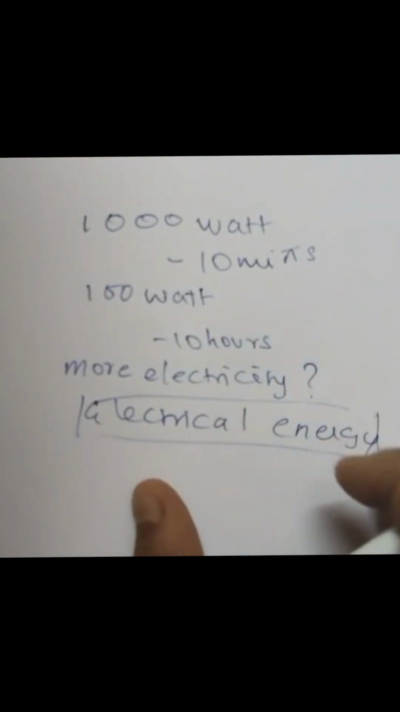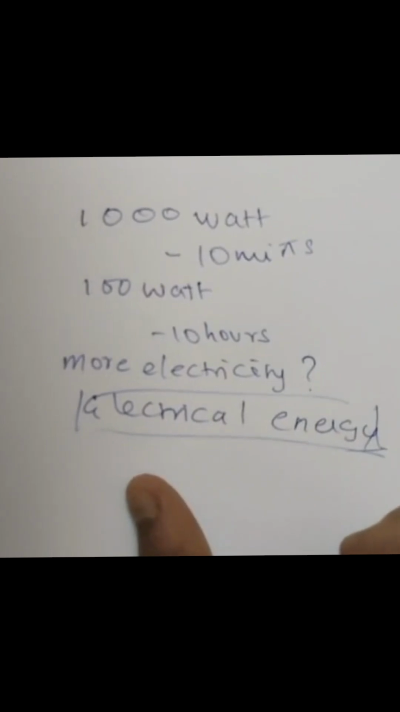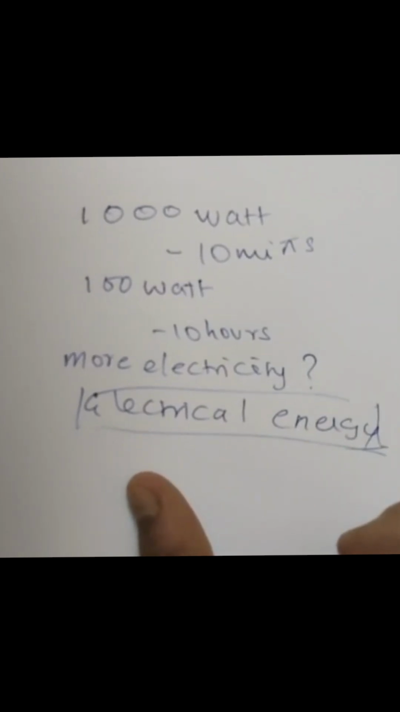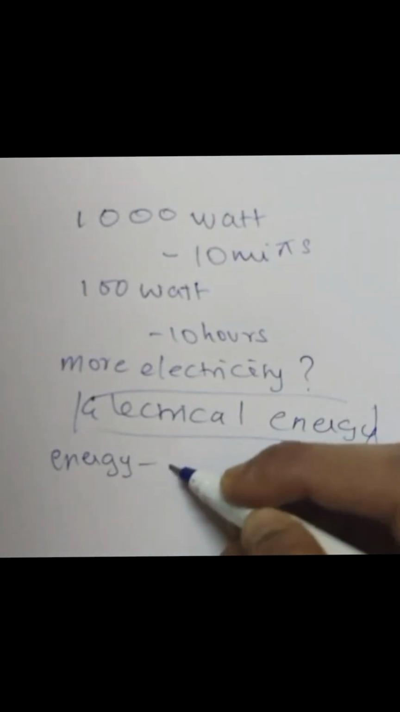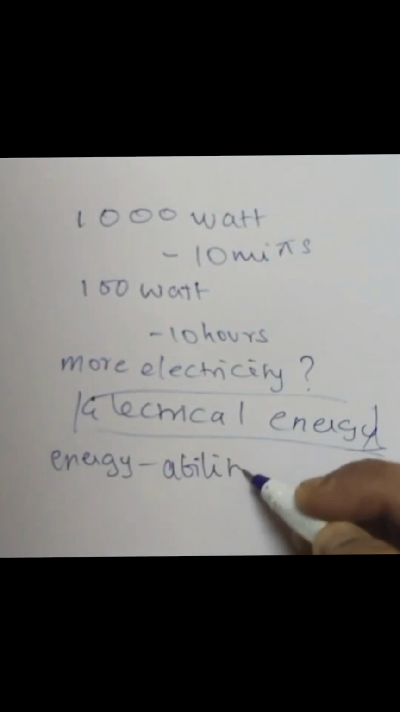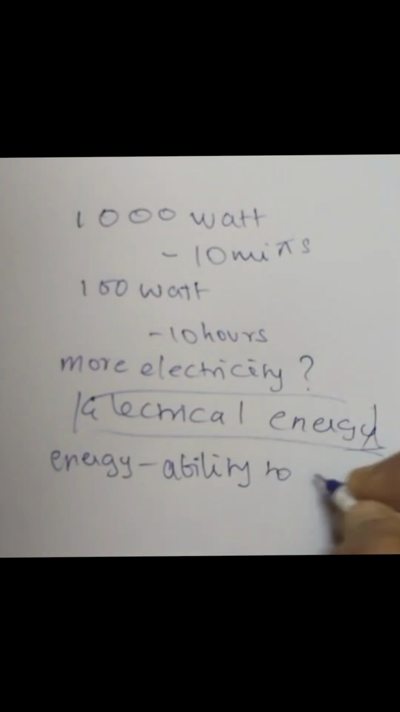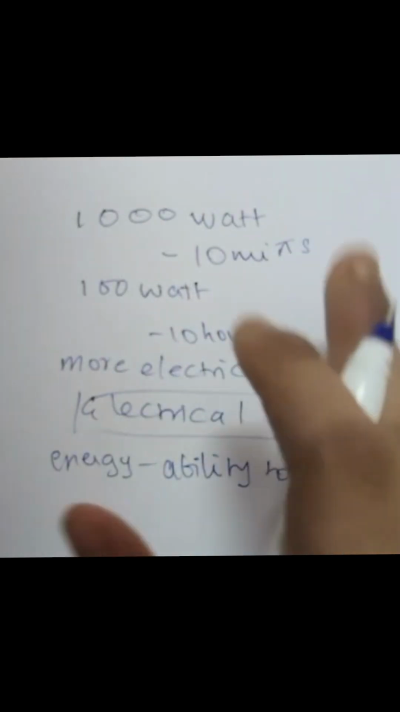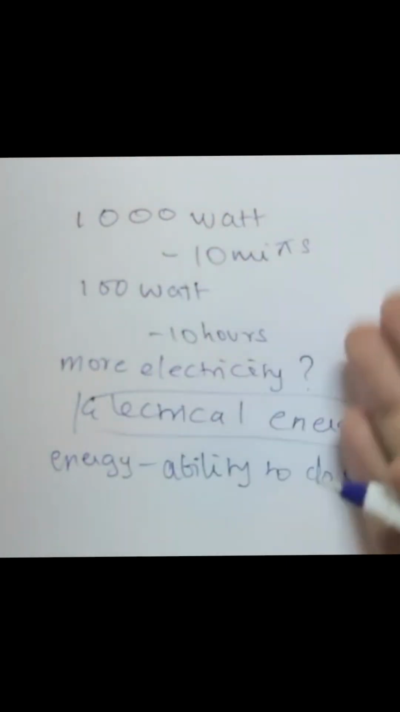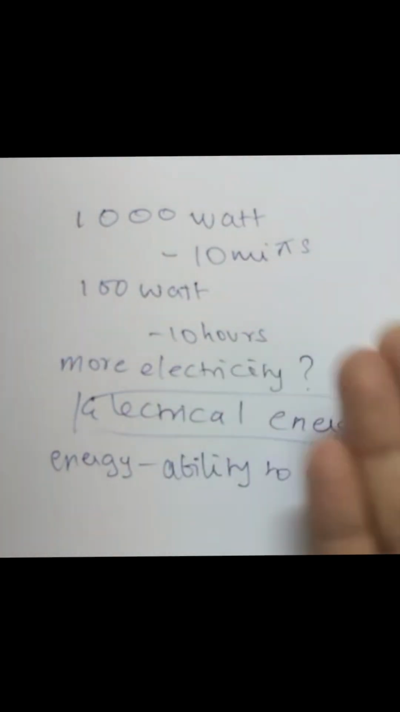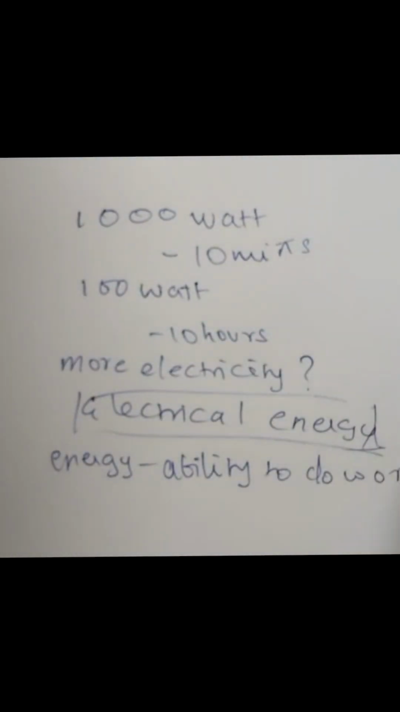Let's begin. Before talking about electrical energy, let's understand energy itself. Energy is the ability to do work. Everything that happens around us requires energy. A moving car needs energy. A fan needs energy to rotate. Without energy, no electrical device can operate.